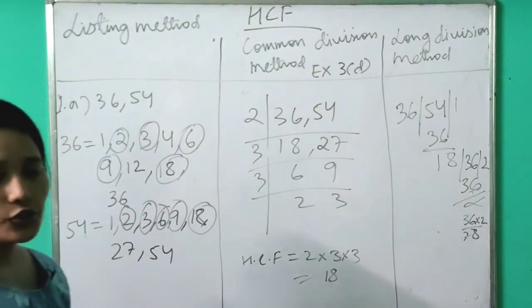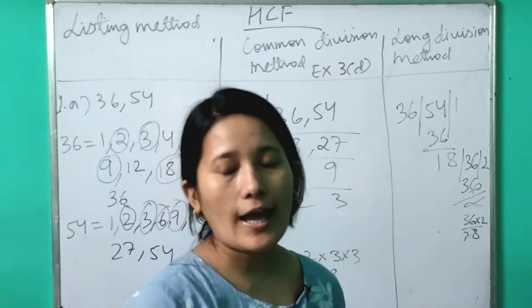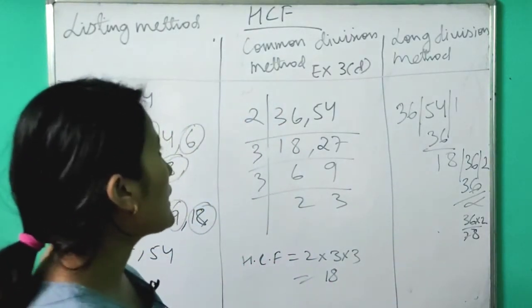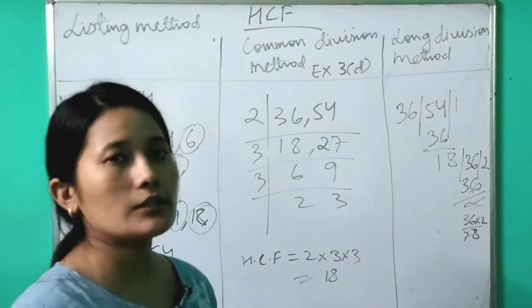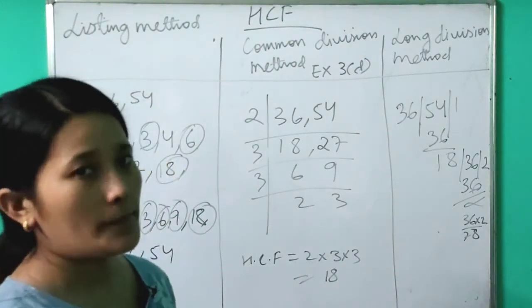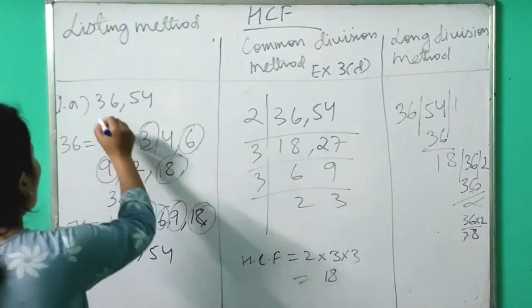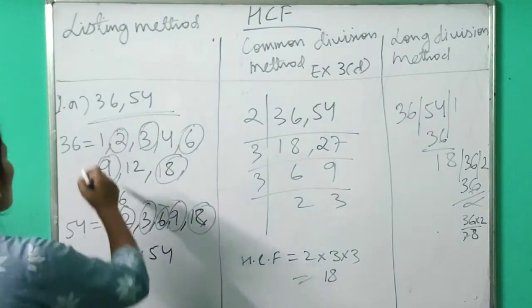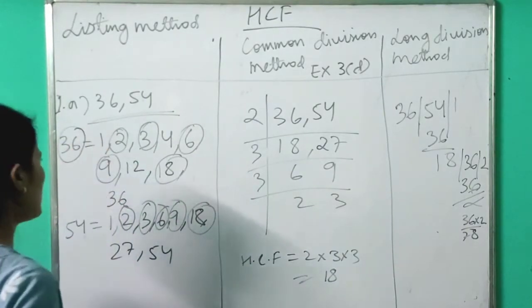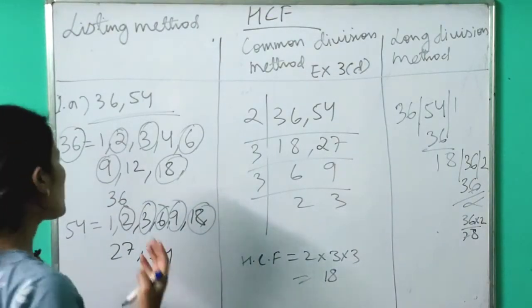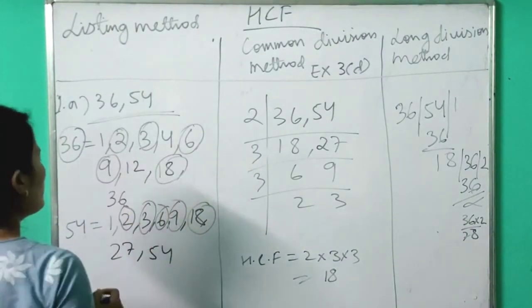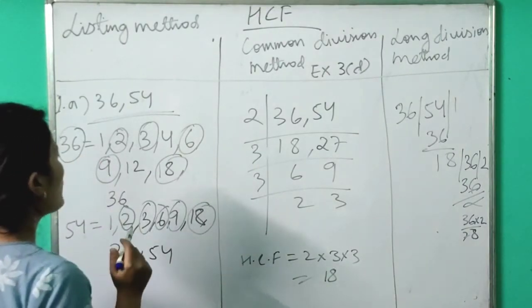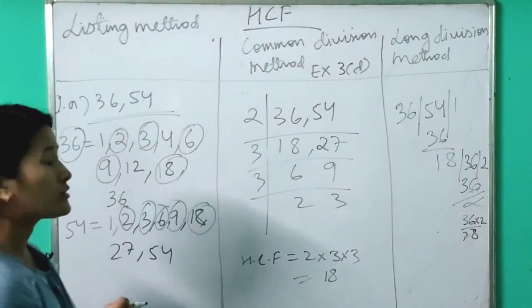According to that question, you have to find the highest common factor using the listing method. But I will show you with the same example how to find it using the common division method and the long division method. The set of numbers given is 36 and 54. First you have to find the factors of 36. Factors means the numbers which completely divide 36. So here I have written the factors of 36, that is 1, 2, 3, 4, 6, 9, 12, 18 and 36. Similarly, you list down the factors of the number.